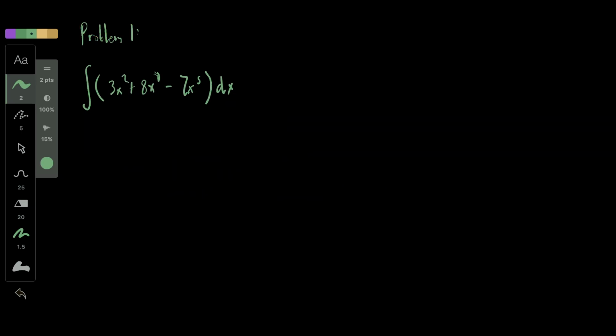Alright, so over here we have a very simple example. The integral of 3x squared plus 8x to the power of 4 minus 7x to the power of 5 dx.